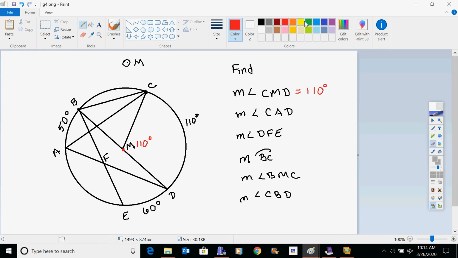And what I would do if I were you is I'd pause it and see how much you can figure out on your own. Angle CAD. Well, CAD is the inscribed angle for that same 110. So angle CAD would have to be half of the intercepted arc. So when I divide that by 2, I get 55 degrees. So angle CAD is 55 degrees.